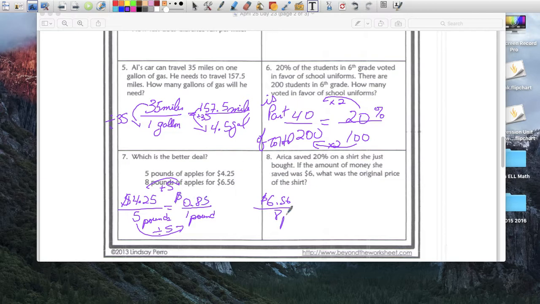Here, 6.56, you can buy 8 pounds. So how much is 1 pound? Divide that by 8, and divide the top by 8, right? Hopefully it'll just be a nice number, 6.56 divided by 8. And that's going to be 0.82 dollars, 82 cents. So the better deal is this one, the 8 pounds. Okay.